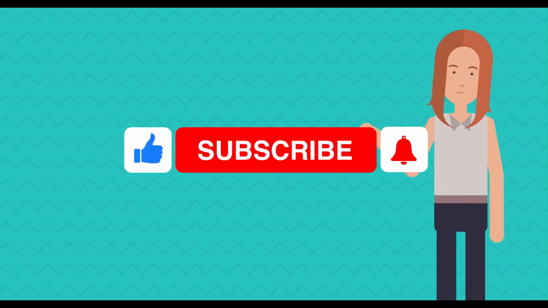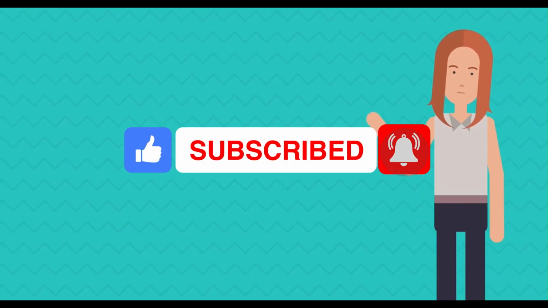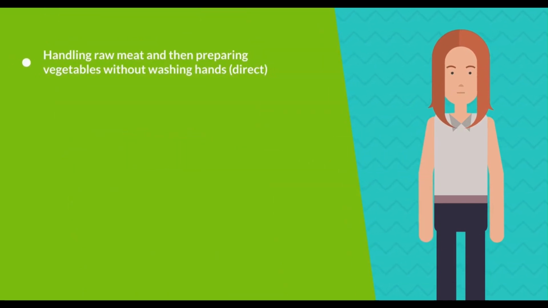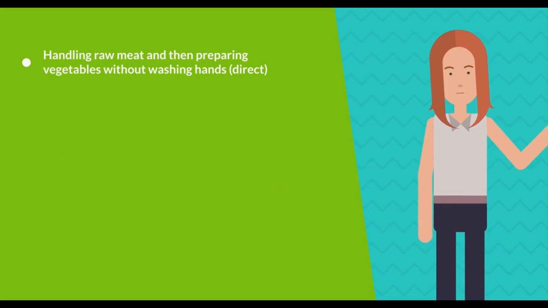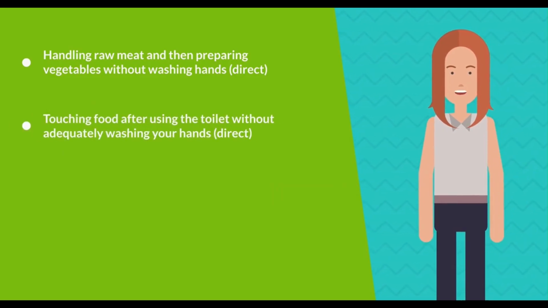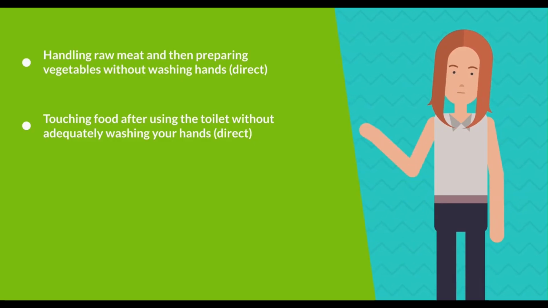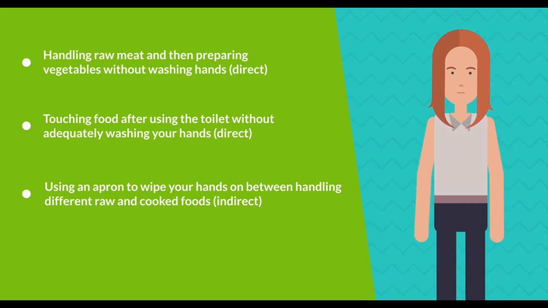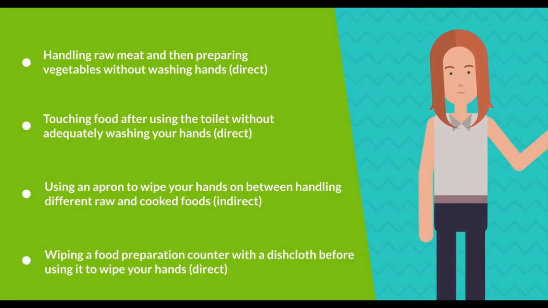For people to food, food handlers themselves are a source of direct cross-contamination. Pathogens can be transferred by handling raw meat and then preparing vegetables without washing hands, direct. Touching food after using the toilet without adequately washing your hands, direct. Using an apron to wipe your hands on between handling different raw and cooked foods, indirect. Wiping a food preparation counter with a dishcloth before using it to wipe your hands, direct.